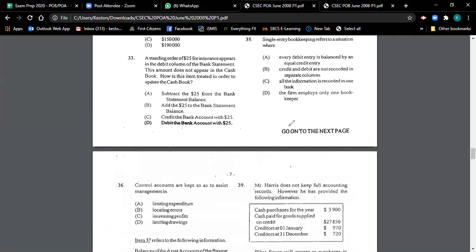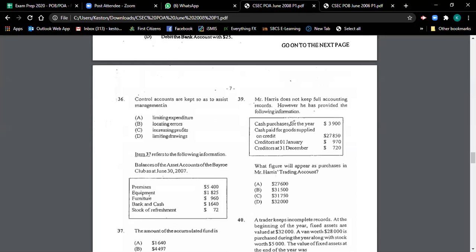36. Control accounts. Why do we use control accounts, groups? To limit expenditure. Yes? No, that's not right. It's for locating errors.